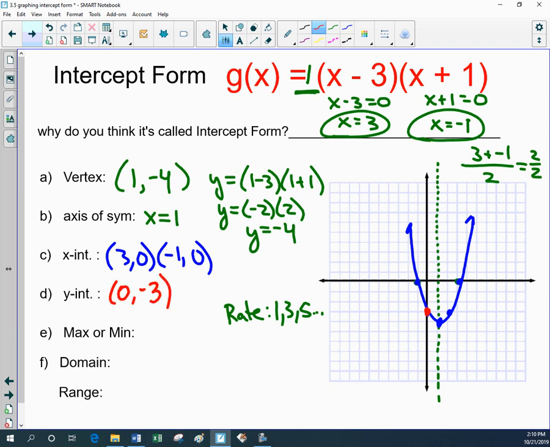And then the vertex is the lowest point, so it's a minimum. The domain is all real numbers, and the range, from bottom to top, so lowest y value to largest y value. So the graph starts at -4, and it goes up to +infinity, and that's the range.